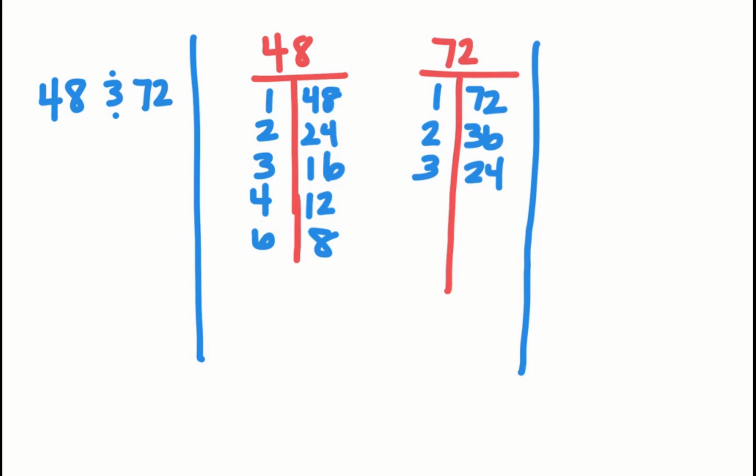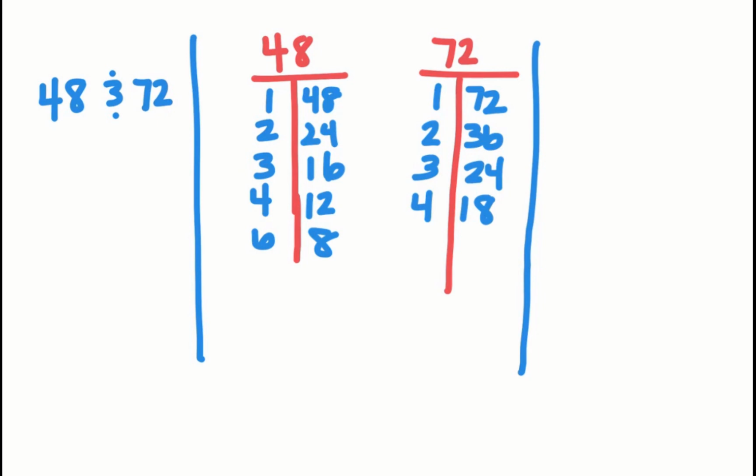Anything times 4? Now you may not know. Like, gosh, I don't know. Use your calculator. Go 72 divided by 4. What do you get? 18. So 72 is divisible by 4. Anything times 5? Nope, doesn't end with a 0 or a 5.